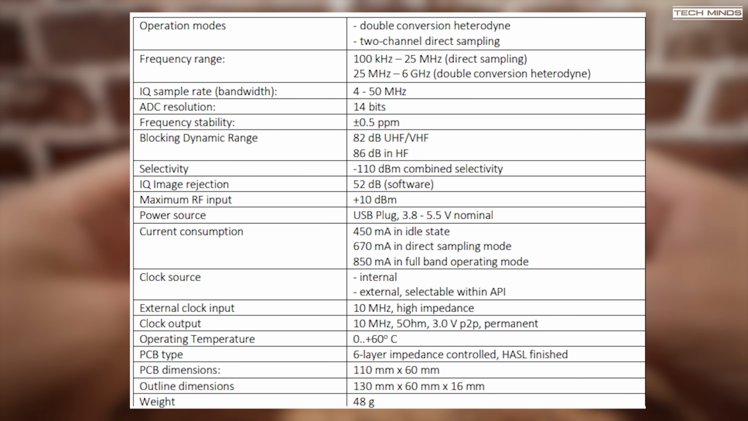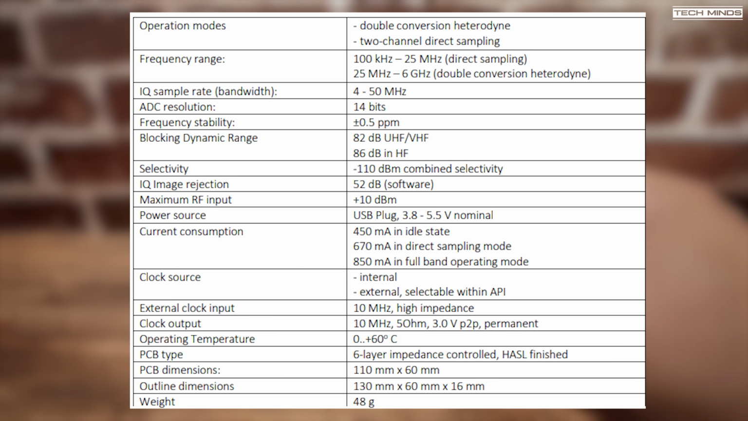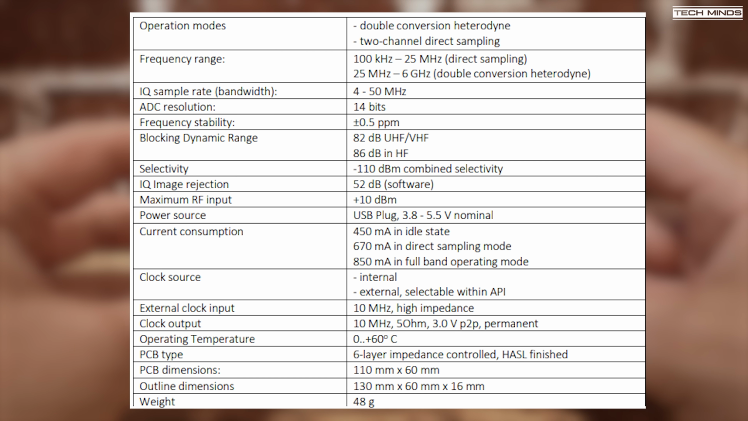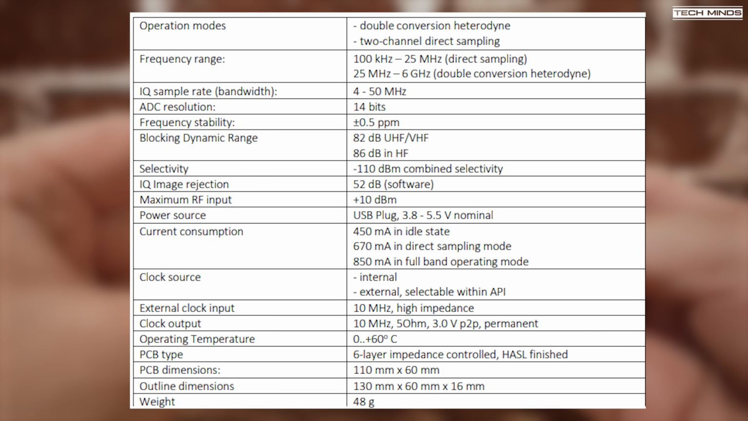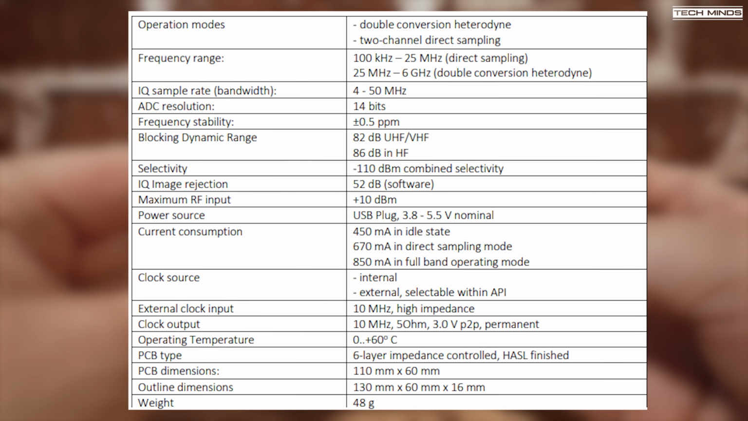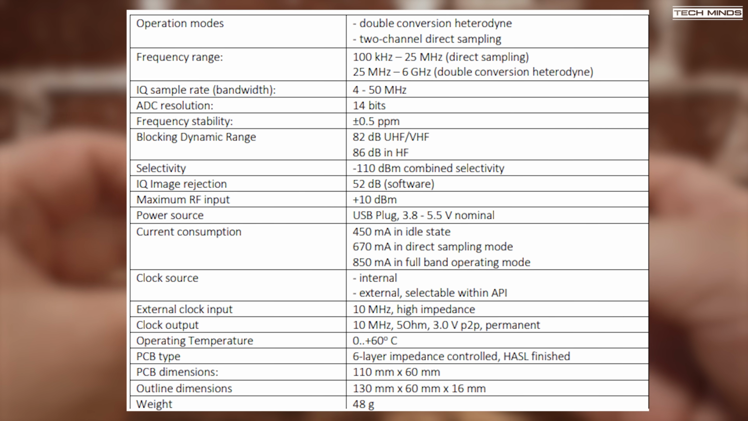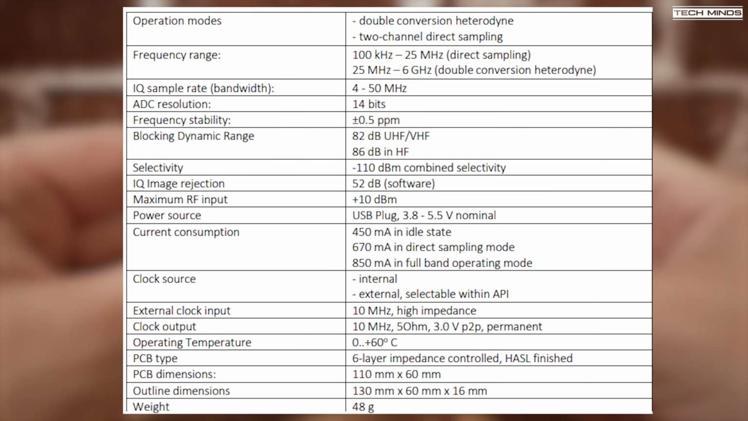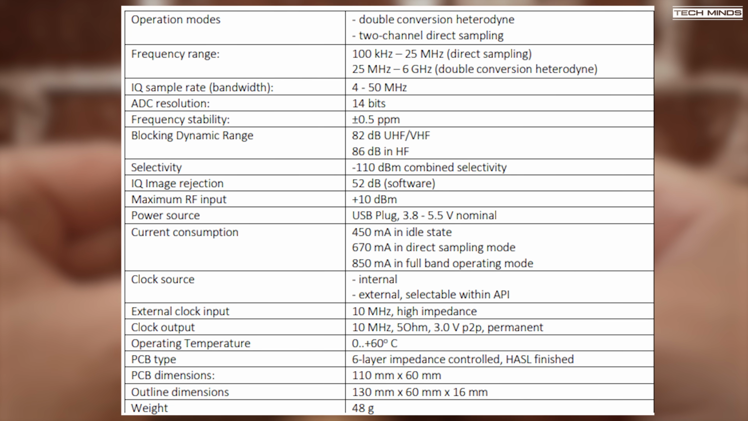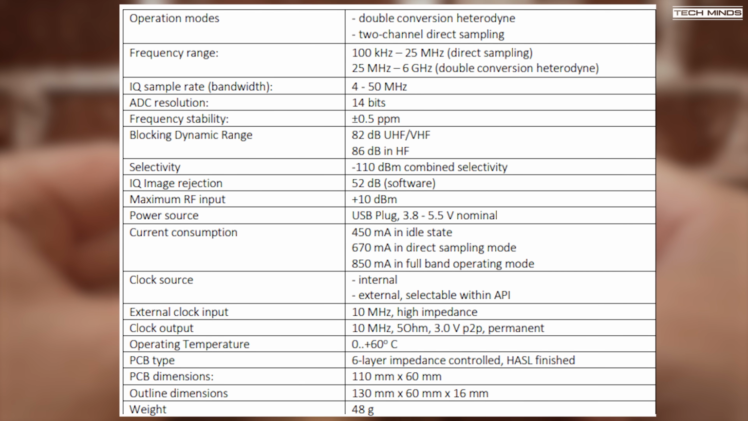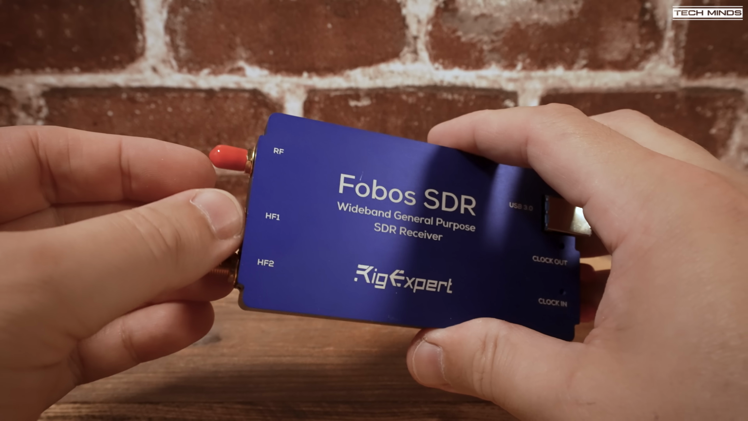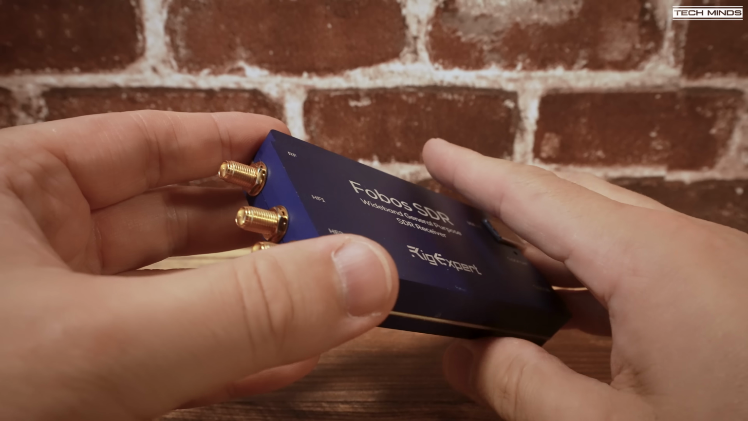receive from 100 kHz to 25 MHz with direct sampling on the HF1 and HF2 ports. And then on the RF port, it will receive from 25 MHz right out to 6 GHz using double conversion heterodyne. Now ADC resolution is 14 bit and it has a frequency stability of plus or minus 0.5 ppm. There are also some blocking dynamic range values and some selectivity values along with some IQ image rejection values, all listed in the specifications.